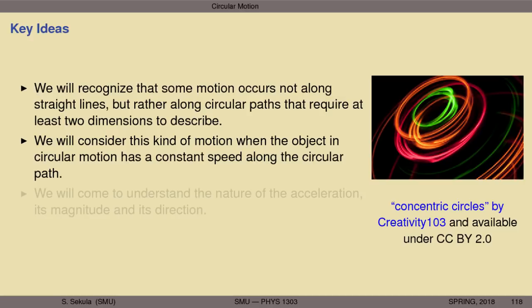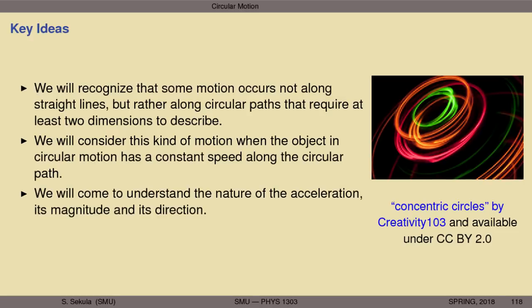Now, as you'll see, something is changing, and we're going to come to understand that circular motion is a kind of motion where the speed may remain the same, at least in uniform circular motion, but where the direction of the velocity, not its magnitude, but its direction, is constantly changing. And we're going to come to understand the nature of the kind of acceleration that results in this form of motion, and its magnitude and its direction, and how that relates to the magnitude and direction of the velocity itself.